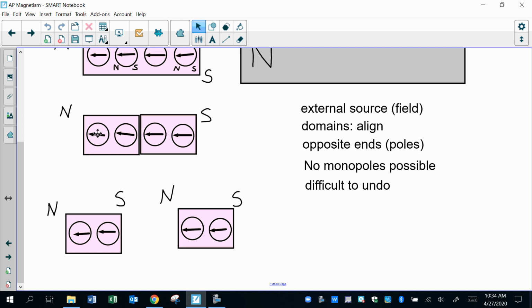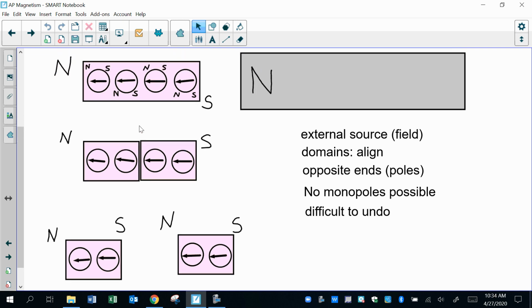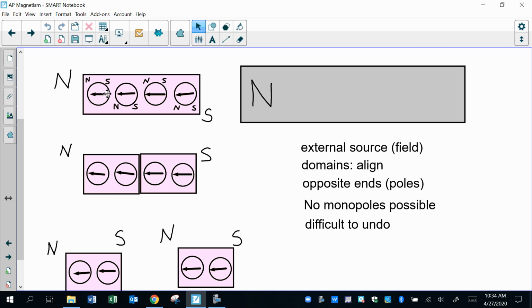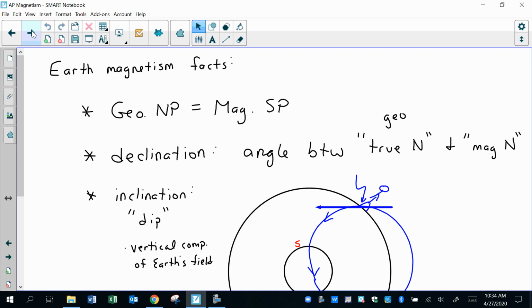And it's difficult to undo. You have to literally get these things to no longer point together. And once you get them pointing together, they kind of help each other stay in line. Looking at this one right here, I have a south here. It's going to pull on this north. This north is going to pull on this south. So once you get them aligned, they do a good job of keeping each other in line, so to speak. Hit it or heat it is how you would get those domains to no longer stay aligned.